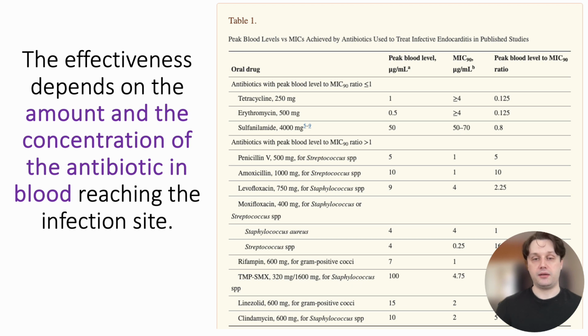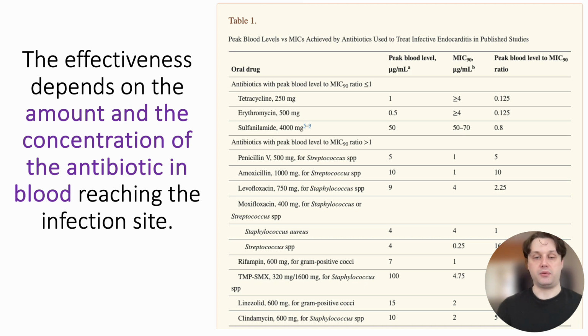So really, I enjoy taking a look at the peak blood level to MIC ratio, even though I think my face is blocking one of the values for the Bactrim, which is trimethoprim-sulfamethoxazole. The ratio there, I believe, was around 22, versus other medications like tetracycline, where the peak blood level to MIC was 0.125, as well as, for example, the lowest value that I can see on my screen, which is sulfonamide, at 0.8.